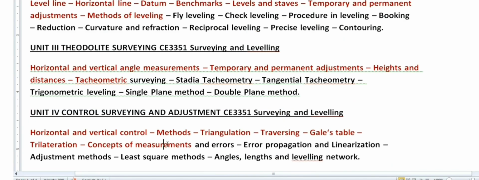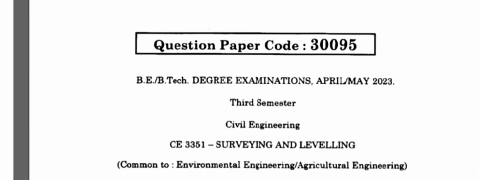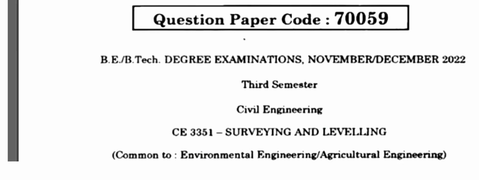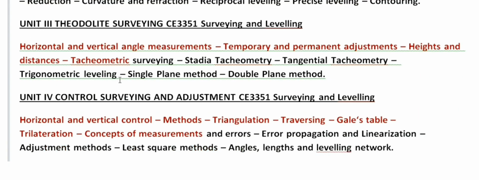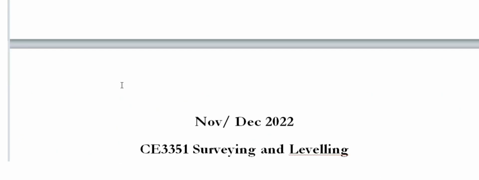And then we need the university question papers. At least we need 3 sets of university question papers, but in this case we have only 2. Always refer to the university question papers. And you can see I have separated all the units into 2 halves. Okay, now let's analyze the November-December 2022 question paper.